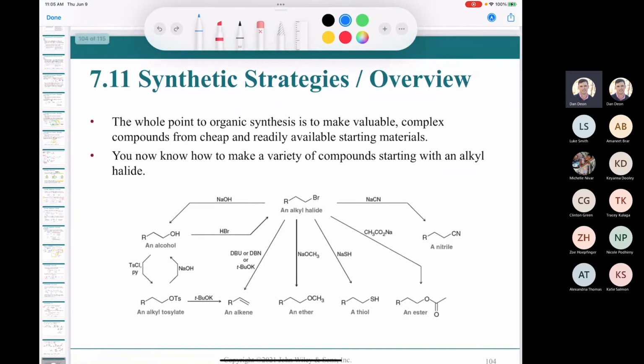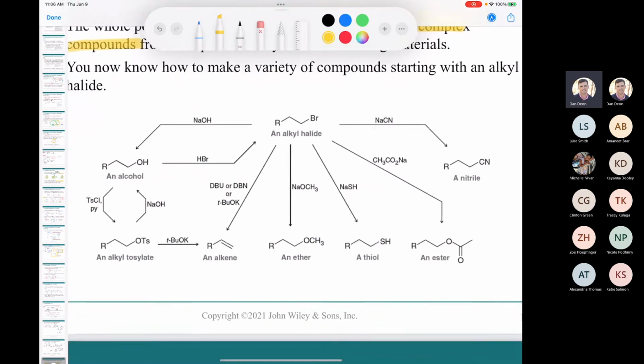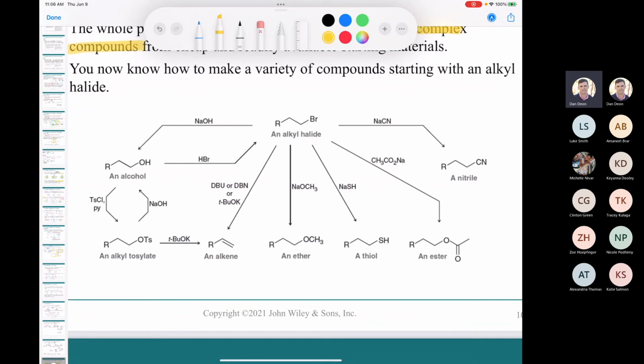So the last thing I'll tell you before we get into our weekend break is the whole point of organic synthesis, as I mentioned to you before the lecture started today, is to make valuable, complex compounds from something that's cheap and readily available. And when I say valuable compounds, it could be a compound used in a material to make any kind of device, but it's oftentimes used to make medicines that are used to extend and enhance a human life.